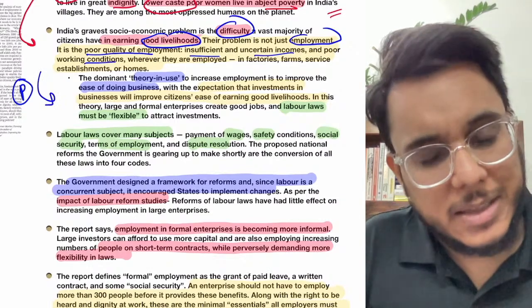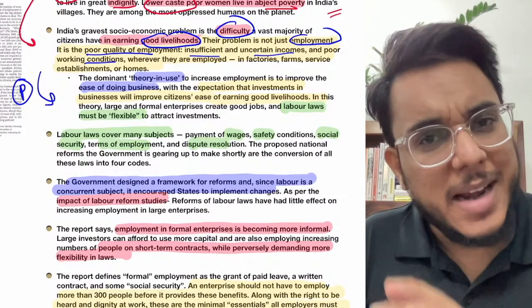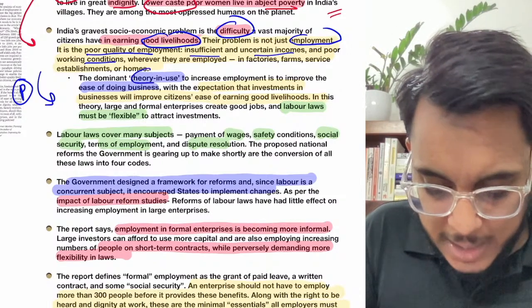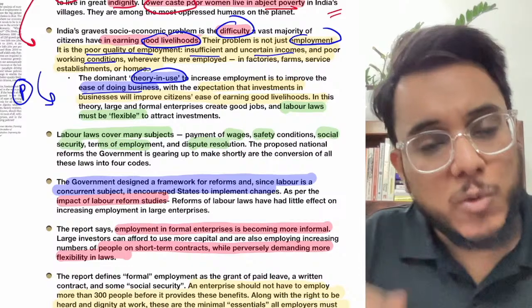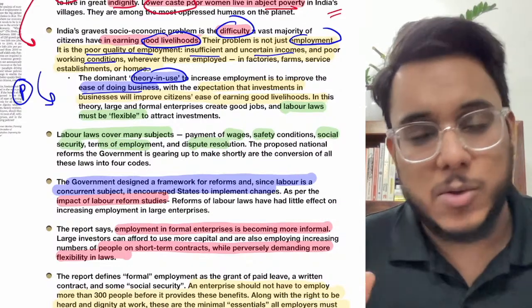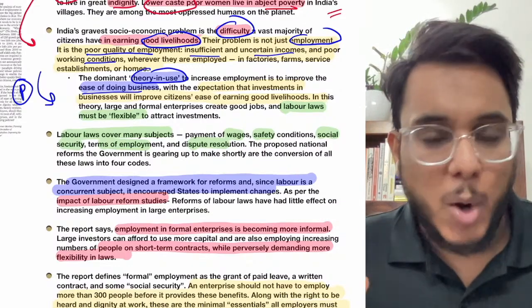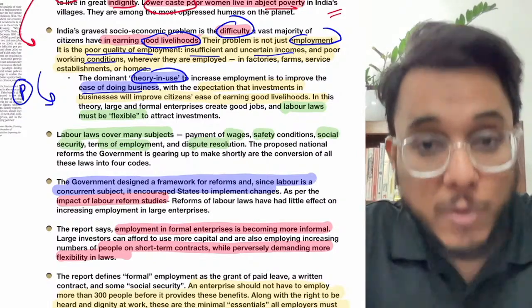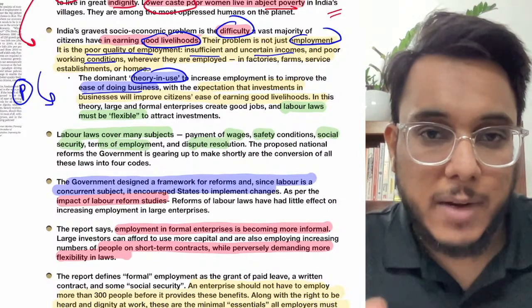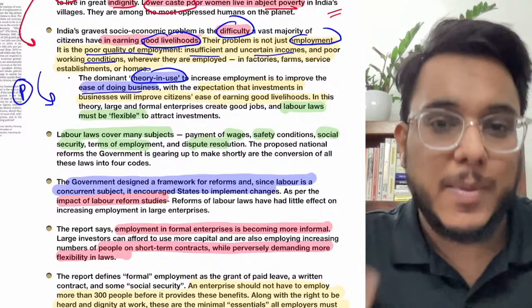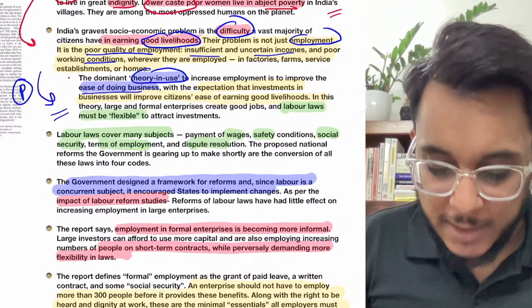Now guys, whenever the problem of unemployment comes, the government has one particular theory in use, that is we should improve the ease of doing business. So the government's logic is this: unemployment is a problem, improve the ease of doing business, more investment will come in India. Because of that investment, employment will be generated. So this is something that we have done.